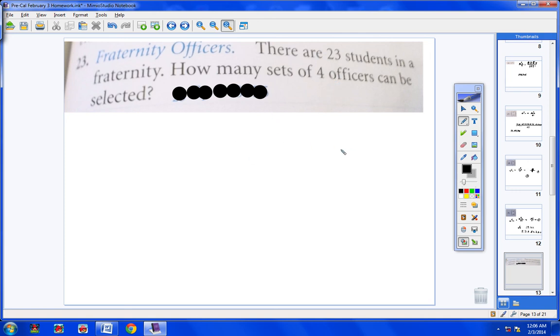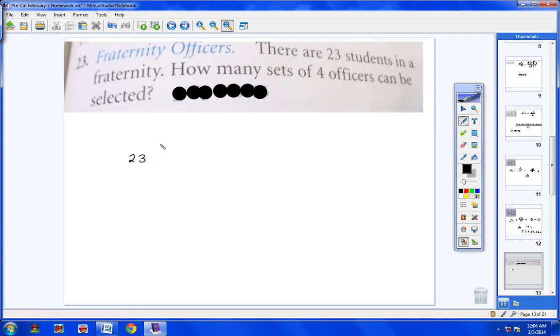Now, on a test or a quiz, you'd have to ask yourself, does order matter? And the answer is no. If I have a group with Caleb, Matthew, and Mr. Earhart, that's the exact same group as Matthew, Caleb, Mr. Earhart. It doesn't matter what order. A group of 3 people is a group of 3 people as long as they're the same 3 people. So when it asks for how many sets of 4 officers, order doesn't matter, so we're dealing with combinations.